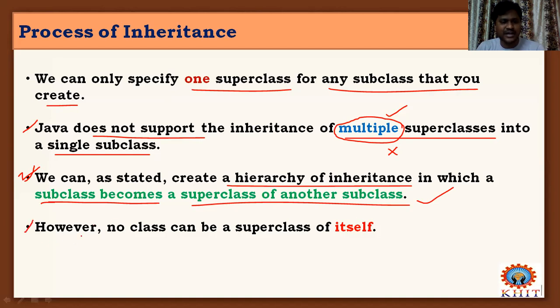Then next important point is that no class can be a superclass of itself. That means a class cannot be a superclass to itself. So keep this in mind: you should use only one superclass for any subclass, and multiple superclasses for a single class is not supported in Java, but it can be achieved by using the interface concept. Next, a subclass can become a superclass of another class, and no class can be a superclass of itself. So this is the thing.